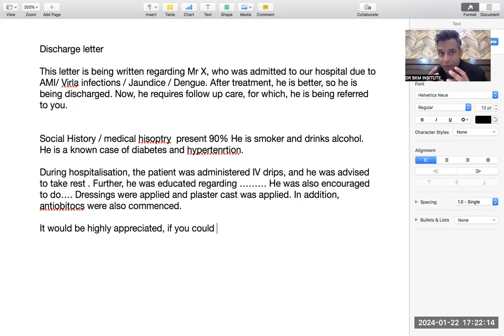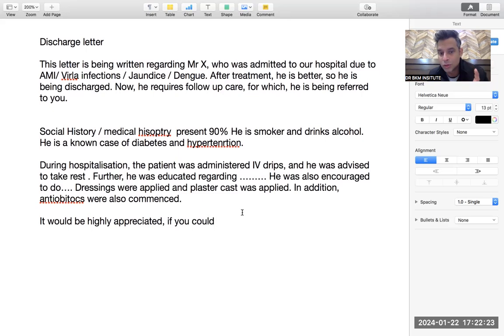Don't mug it up, because if you will mug it up, you will never be able to make it easy. If you want to make it easy, please understand. You are writing to a social worker, community nurse, district nurse. So you are writing this letter, discharge letter, last paragraph to that nurse. You are saying it would be highly appreciated, nurse, if you could provide regular medications to the patient.